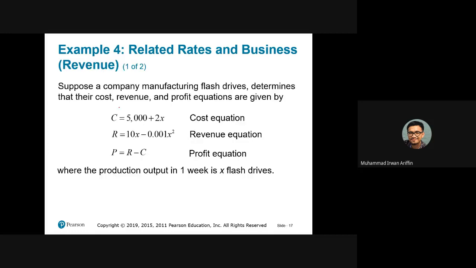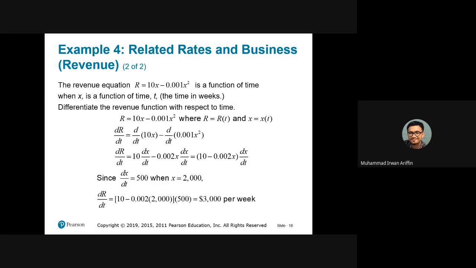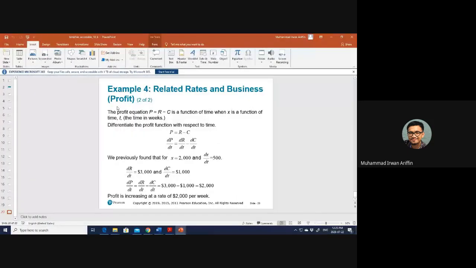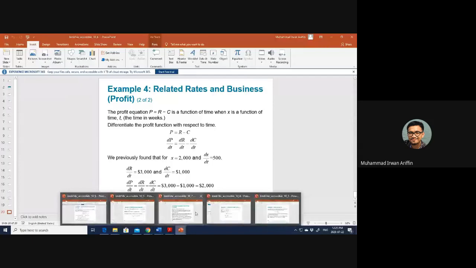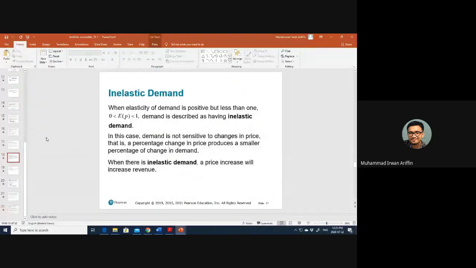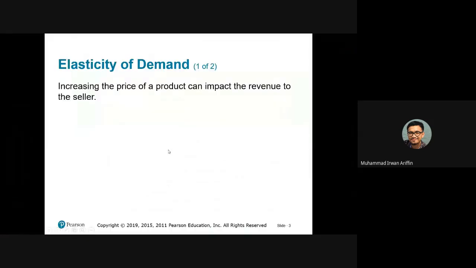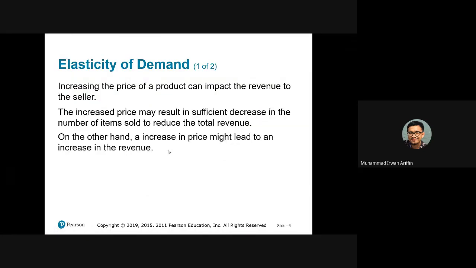Okay, so I'm going to leave all this to your own responsibility, because this is simply the application of implicit differentiation for different areas: velocity, business, revenue, cost, and profit. And similarly, the other application would be on elasticity of demand. For elasticity of demand, it also involves the application of differentiation, including implicit differentiation.